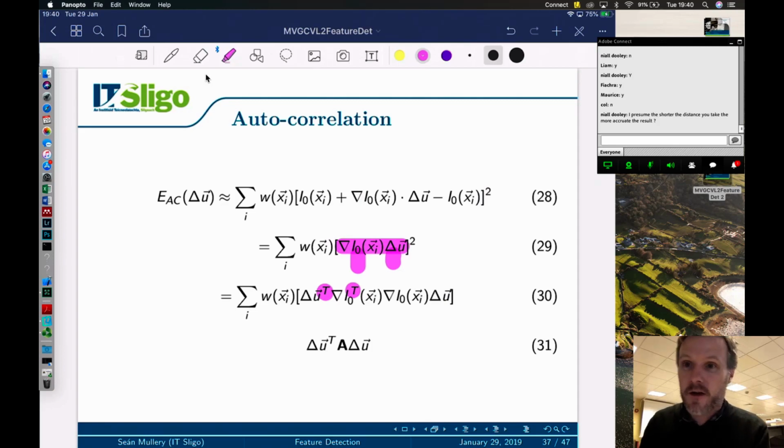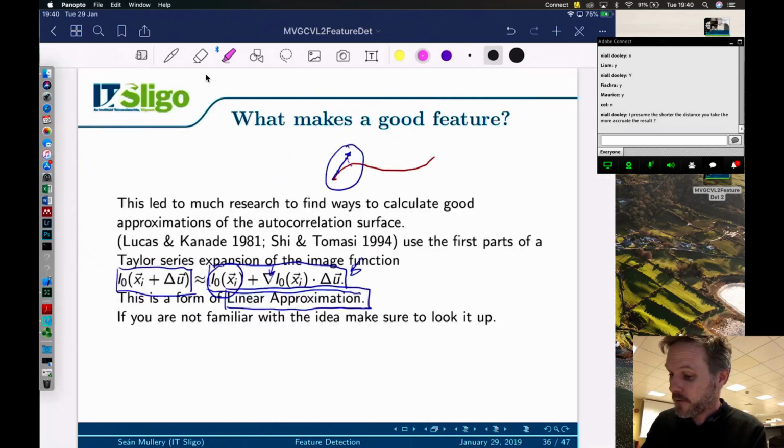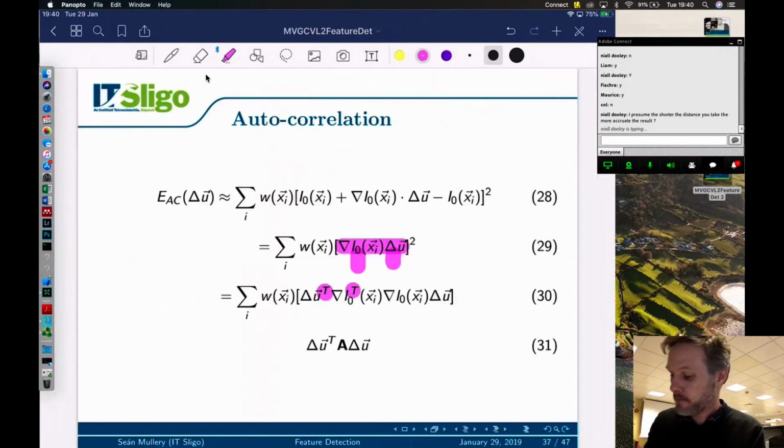So Niall is asking there, I presume the shorter the distance you take, the more accurate the result. That's definitely the case. I mean, if we go over a short distance, we should be damn close to where we are. But the further we go, the less sure we will be about our result. That's absolutely the case, yeah.